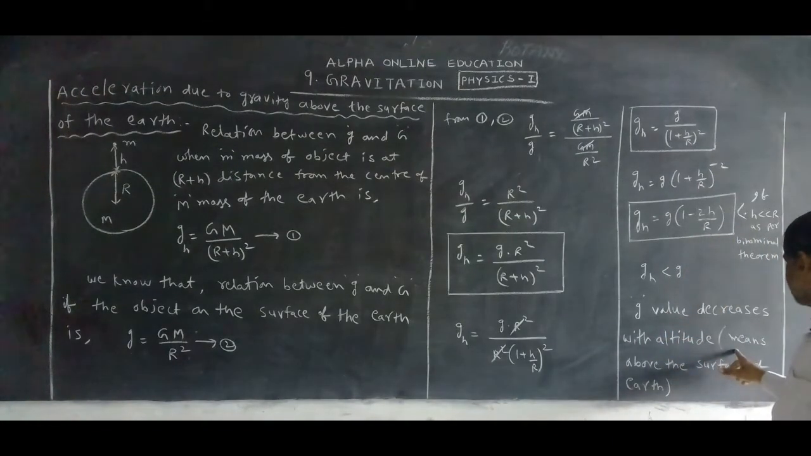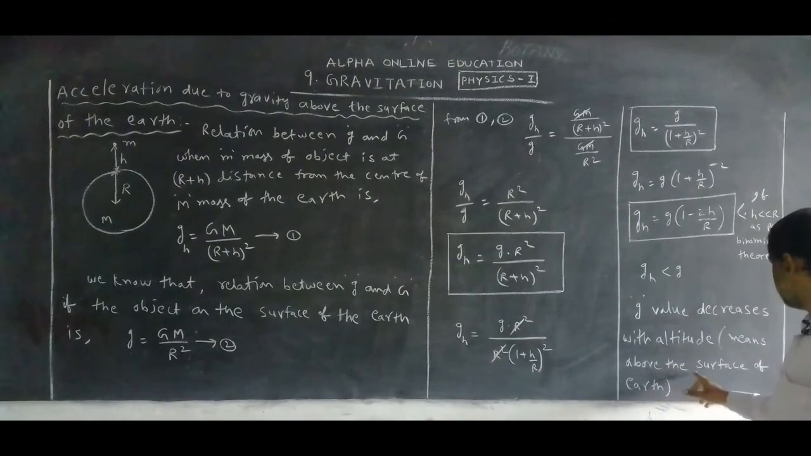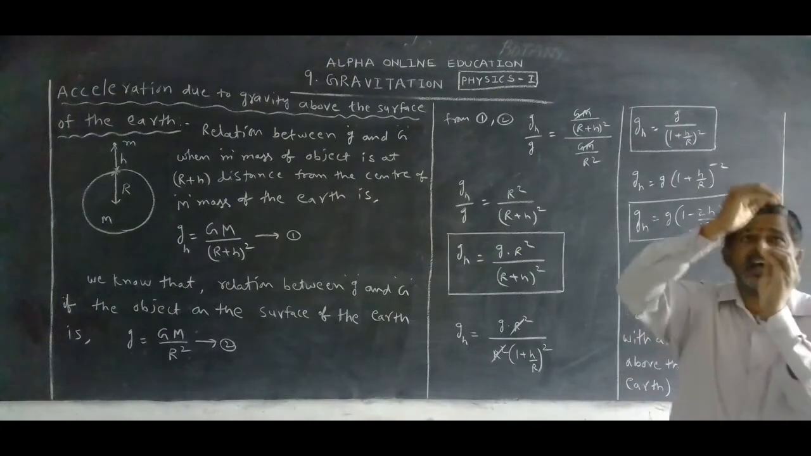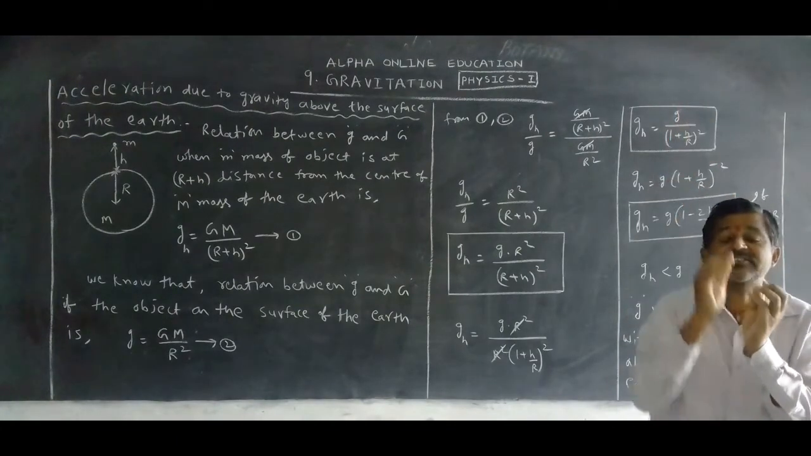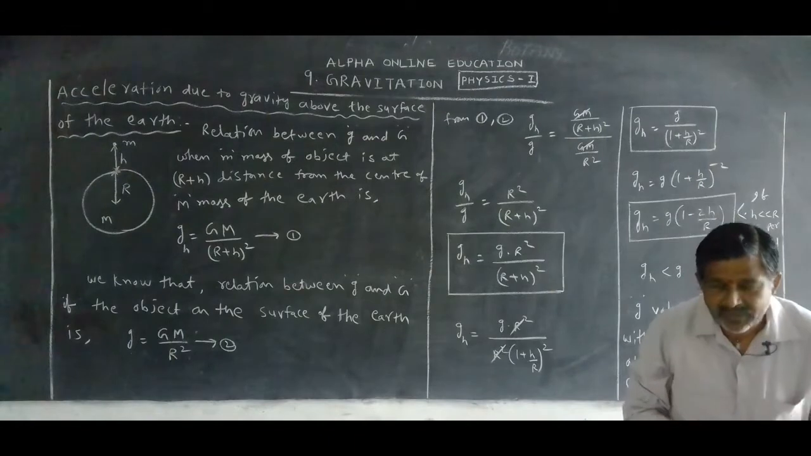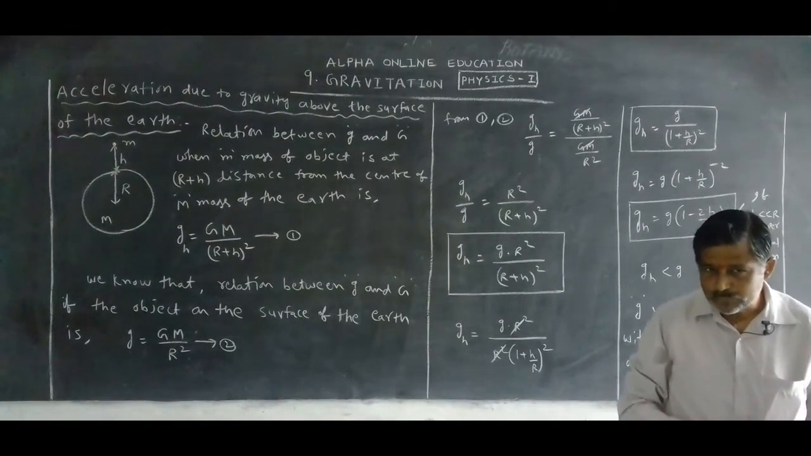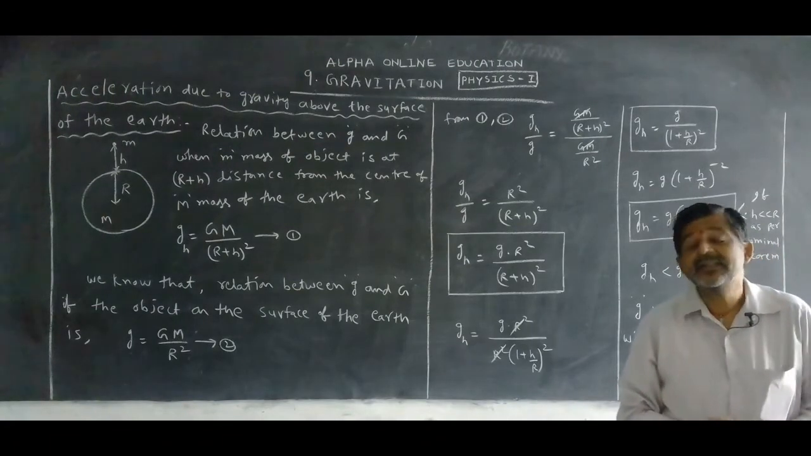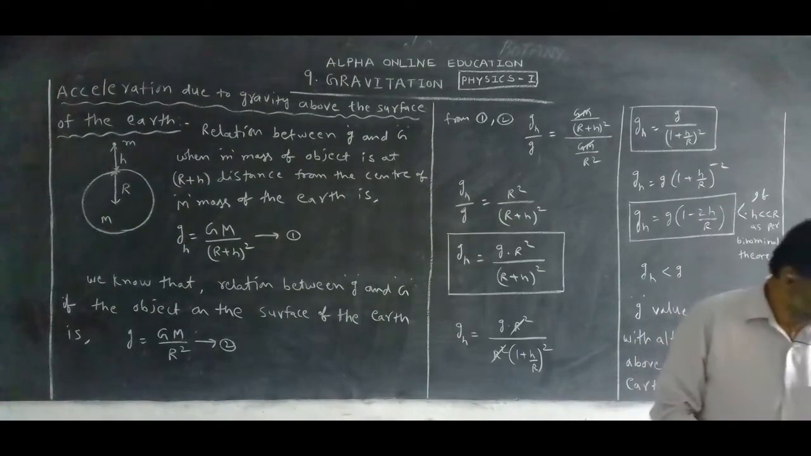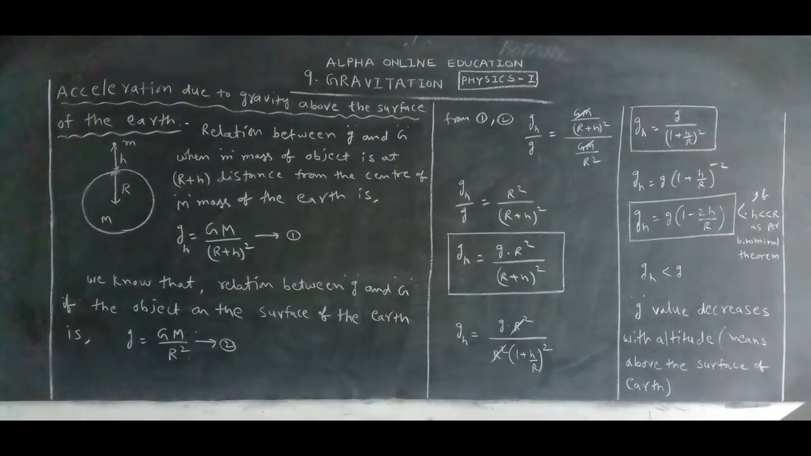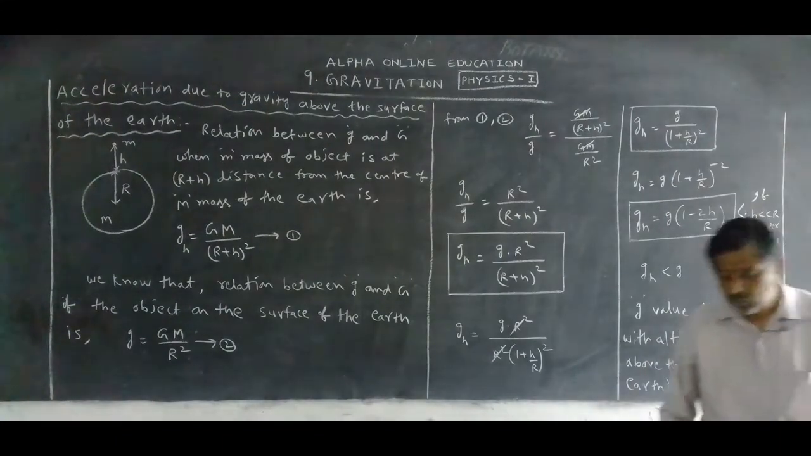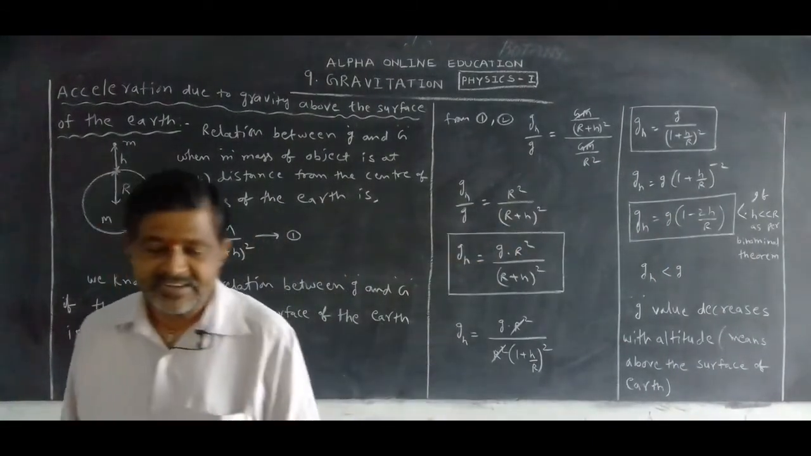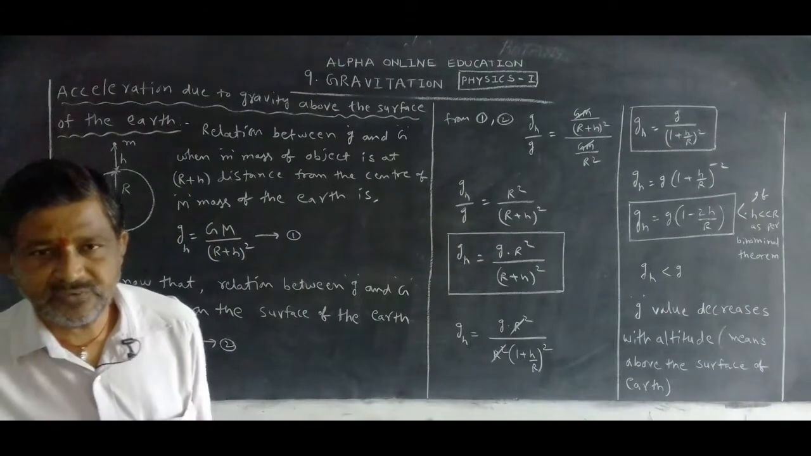Altitude means above the surface of earth. When the height increases, g decreases. When the altitude, when the height increases, the acceleration due to gravity decreases. When we go to a height, the acceleration due to gravity decreases. What is the equation for it?